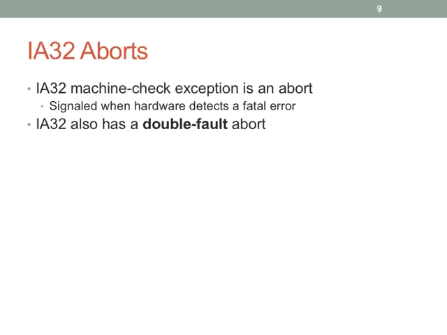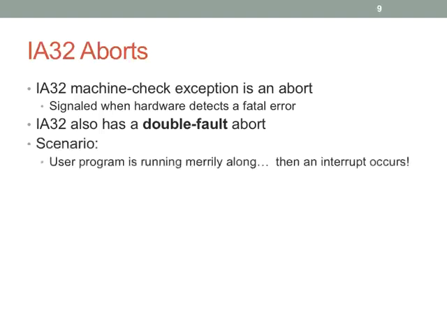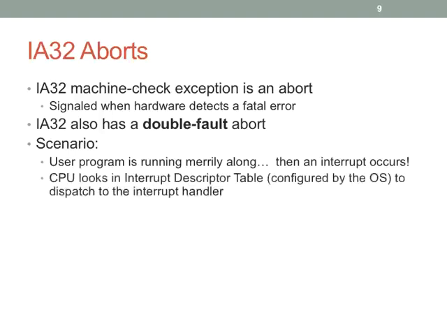Okay? Let's see. Now, other ones that will be more relevant to you as we get into assignments 3 through 6 typically indicate operating system bugs. So you have a double fault abort. And the scenario basically goes like this. You have an interrupt that occurs, and that's all fine. You know, this is all normal operation. And so the CPU looks up in the interrupt descriptor table, what handler do I want to invoke to handle this interrupt?